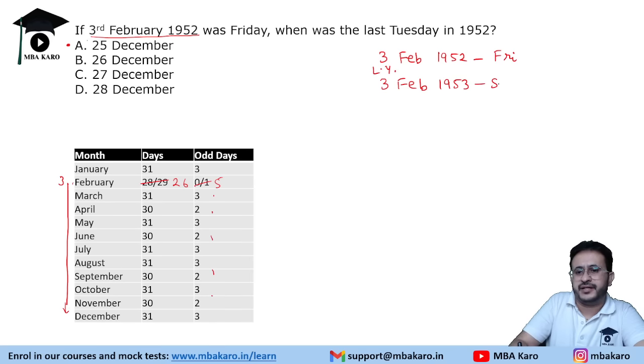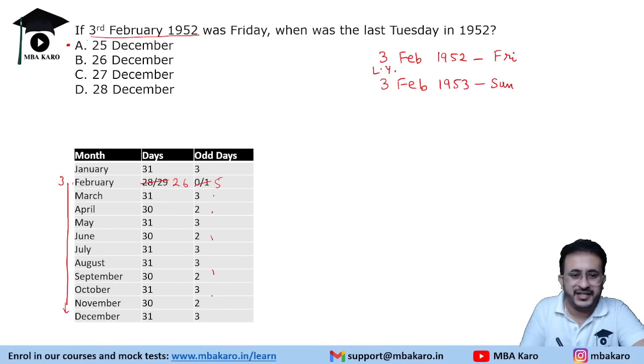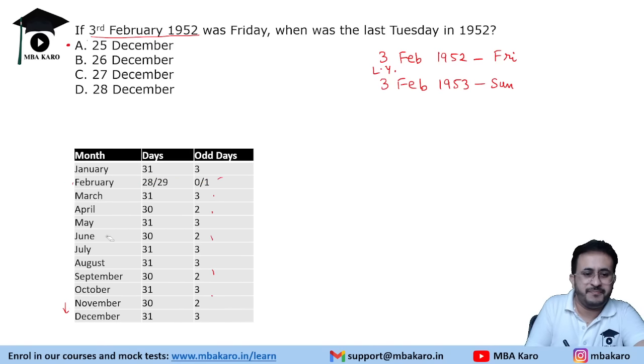So it will be Sunday. Okay. 3rd February 1953 is Sunday. Now I have to count from December to February. It is easy to count.